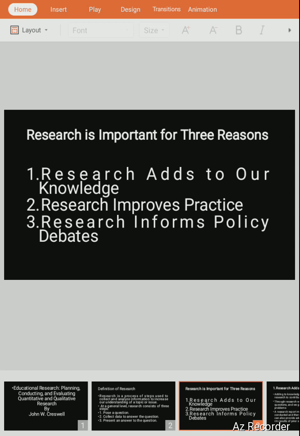You can use online resources, you can use primary and secondary resources, you can visit those places, but you need to have all kinds of resources so that your data should be up to date and should present ideas logically. So research informs policy debates.